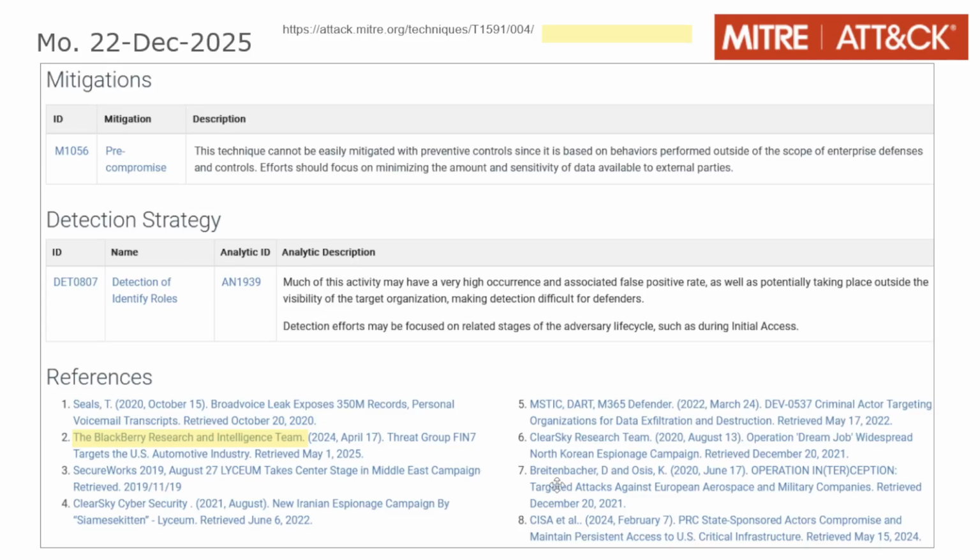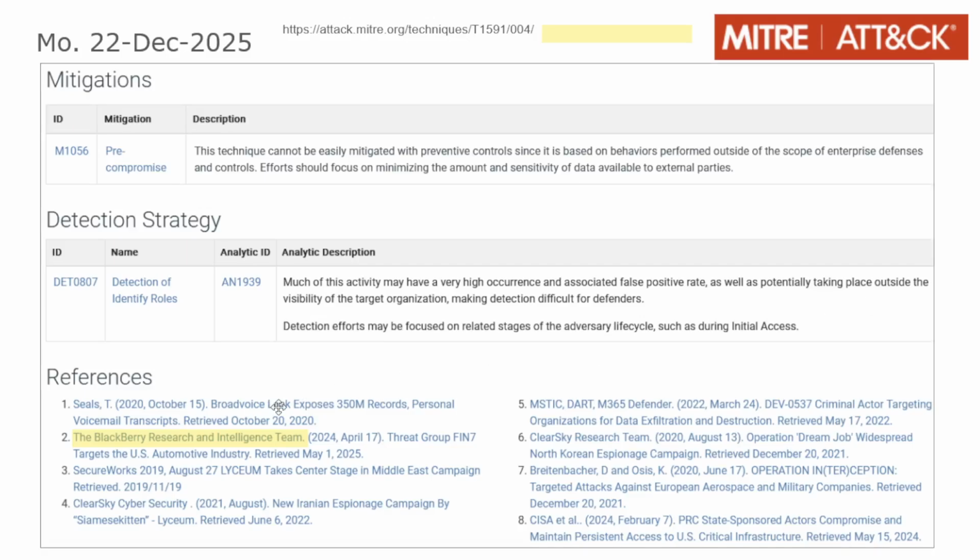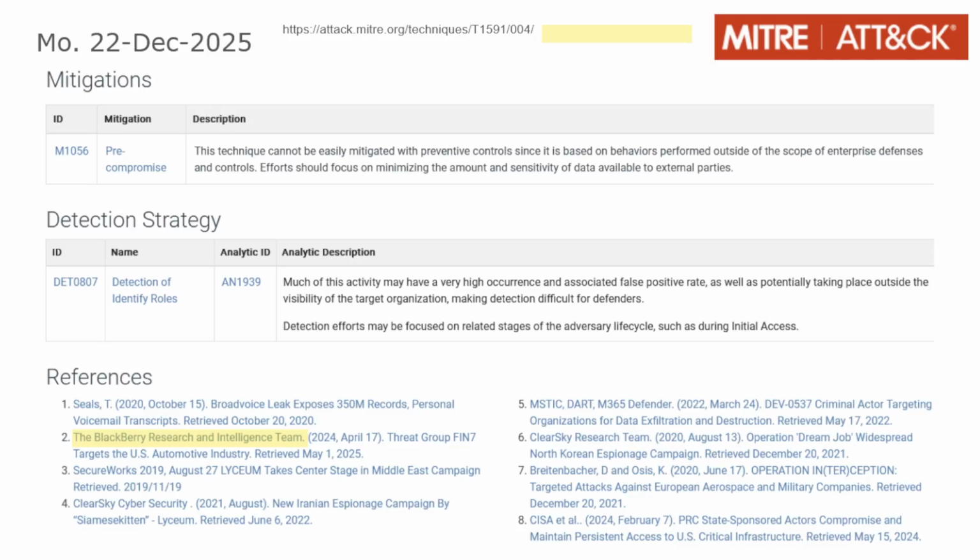Who is Breitenbacher? It's a German name. Operation Interception, targeted attacks against European aerospace and military companies, 2020. And then you have again CISA. The stuff that catches my eye here was the BlackBerry group. Let me know what research, what papers you are interested in. I will cover them then. But yeah, so far so good.